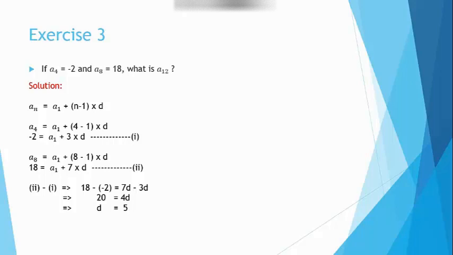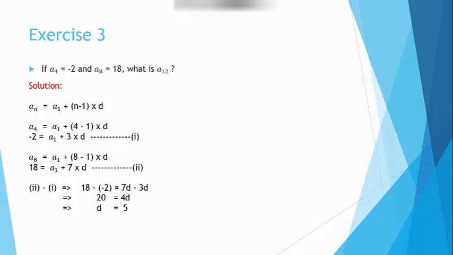So the second equation take away the first equation would give us 18 take away negative 2 equals 7d take away 3d. So 18 take away negative 2 would change into 18 plus 2, which would give us 20, which equals 4d. So by dividing both the sides by 4, we would get 5 as the common difference.